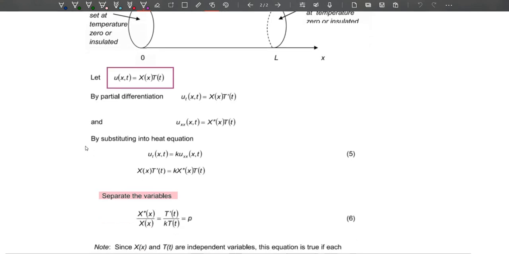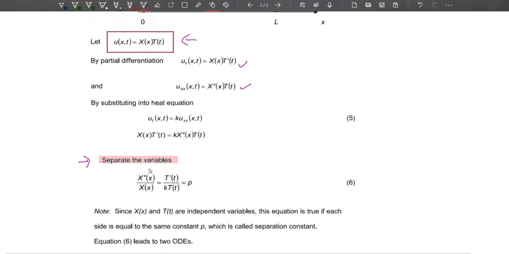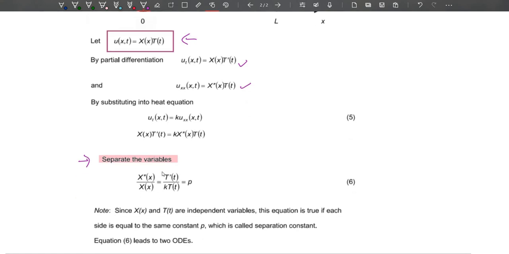Okay, and then by substituting both of these into the heat equation, we will have u_t(x,t) = k u_xx(x,t), which becomes X(x)T'(t) = k X''(x)T(t). Okay, so we are going to use separation of variables. So we separate the variables, x on one side and t on the other side.